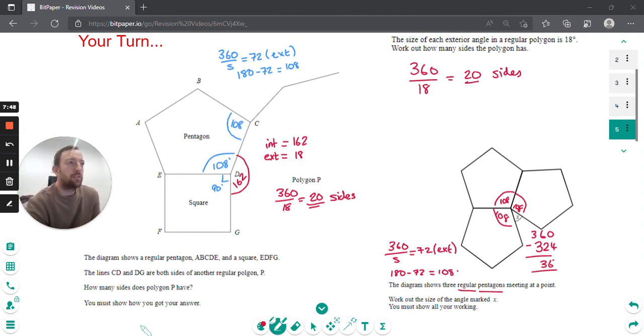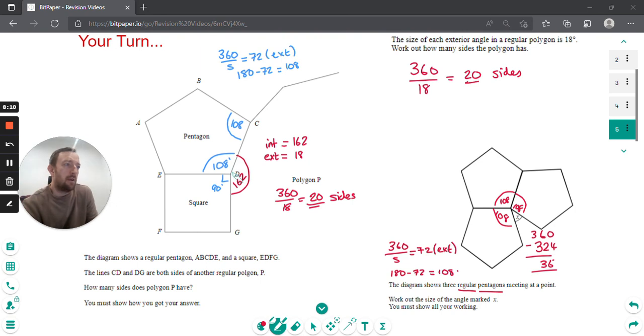Okay, so here's your answers. On this first one, it's a 5-sided shape, a pentagon. So 360 divided by 5 is 72. So that's the exterior angle. To find the inside, I know 180 take 72 is 108. So that gives me 108 there. A square is all 90 degrees in each corner. So this is 90 degrees.